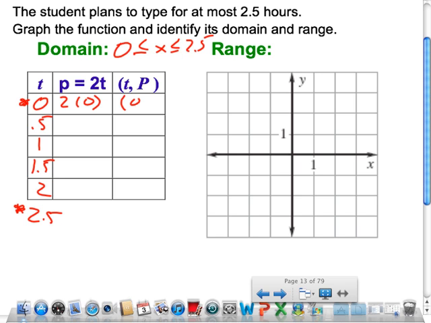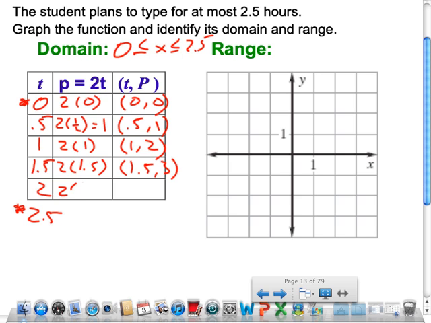So this is 0, 0. Plug in 0.5: 2 times 1/2, or 0.5, is 1. So this is 0.5 comma 1. Plug in 1, you get 2 times 1, which is 2. 2 times 1.5 is 3. So this would be 1.5 comma 3.